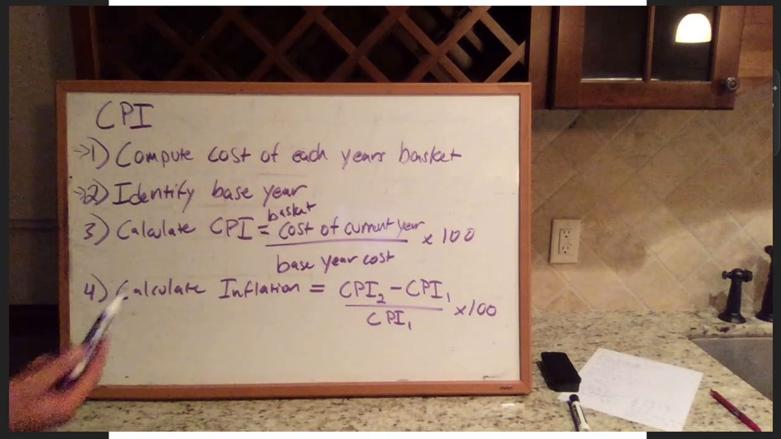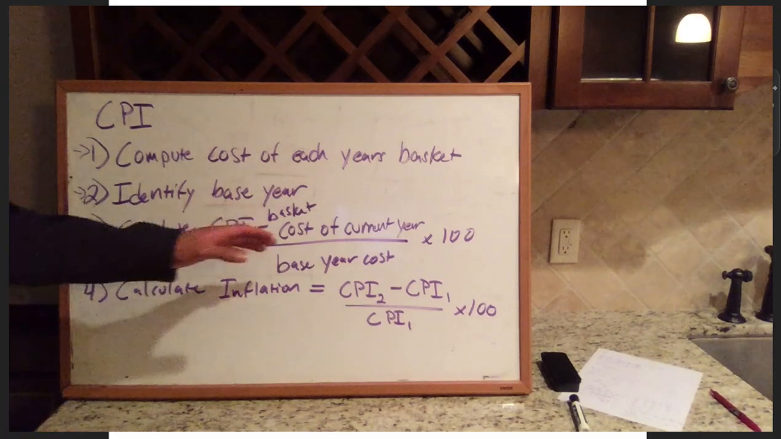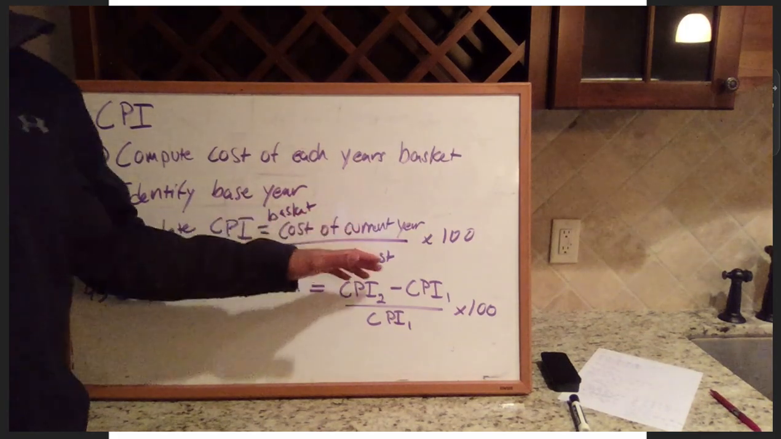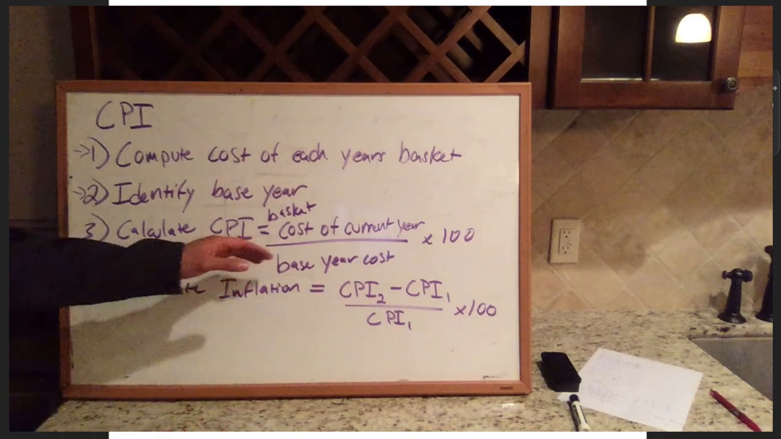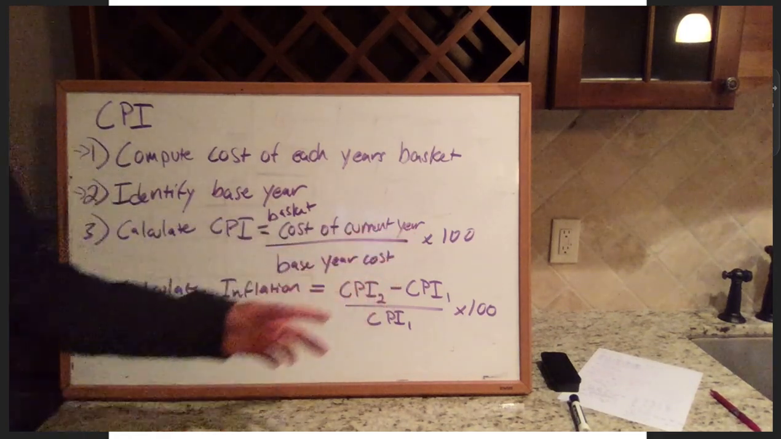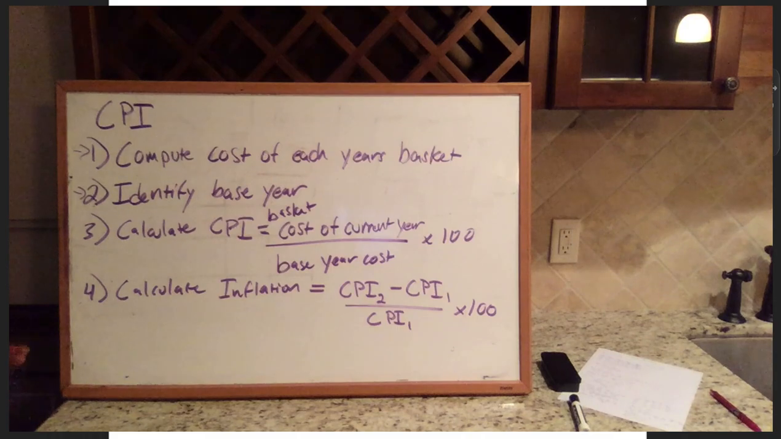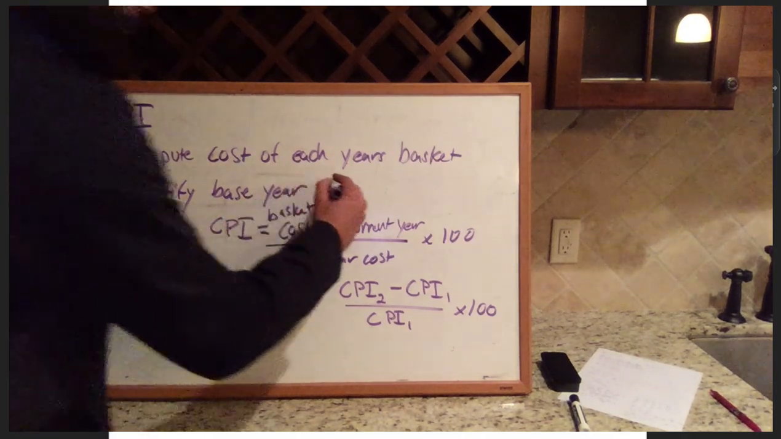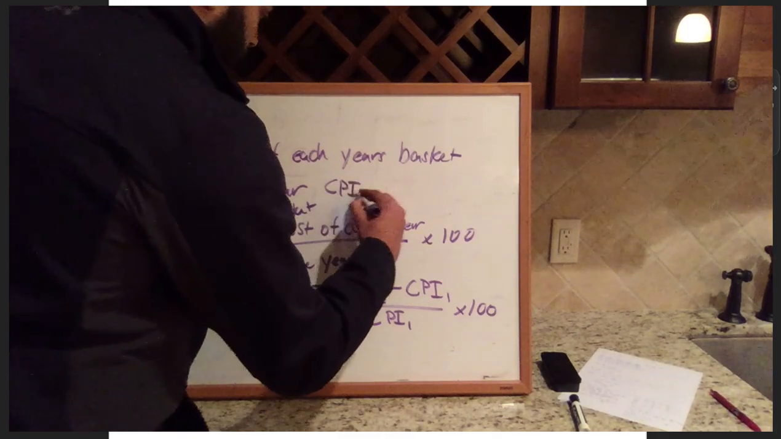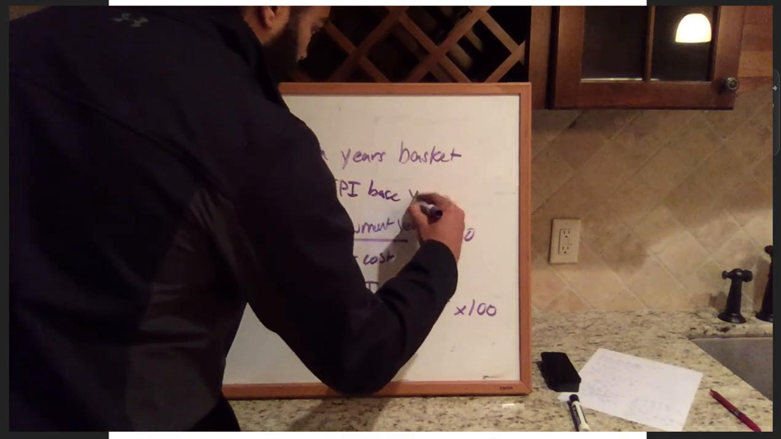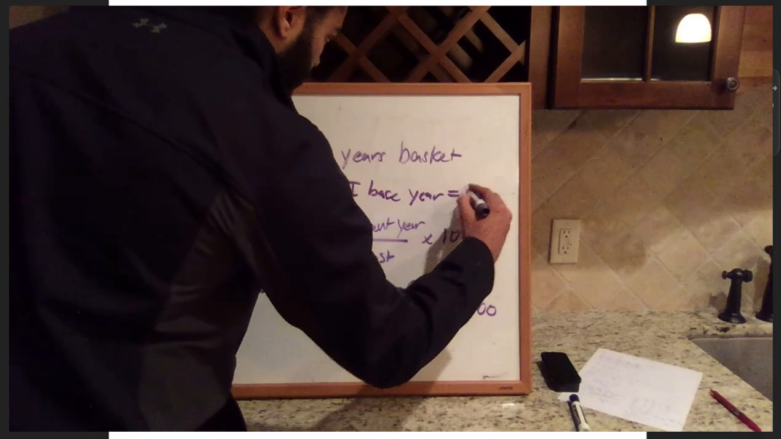And from there, to calculate the actual CPI, it's the basket cost of the current year, whichever year you're looking at, divided by your base year cost, and then you multiply by 100. You're going to be given a value. Now you're going to compare this to other CPIs. Your CPI in your base year will also always equal 100.